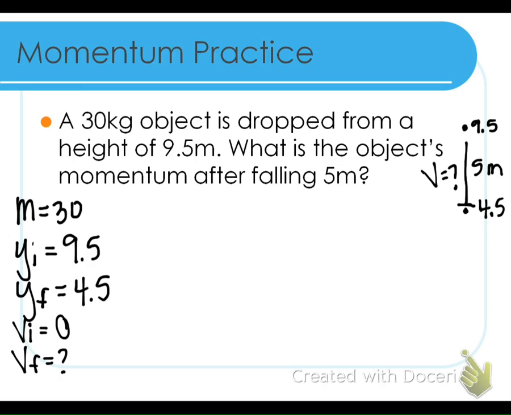Okay, so take a look at your kinematics equations. See what you can do without having time. What equation can we use to solve for velocity final if we don't have time? So Vf squared equals Vi squared plus 2a times y final minus y initial. Okay, we can use this equation when we don't have time and we want to solve for final velocity.